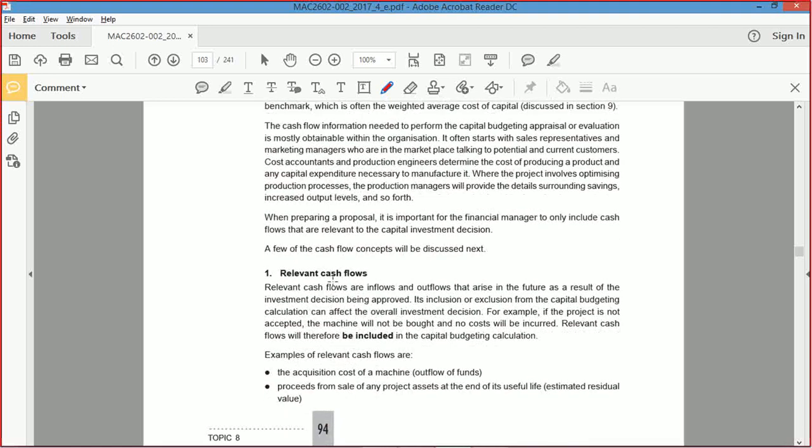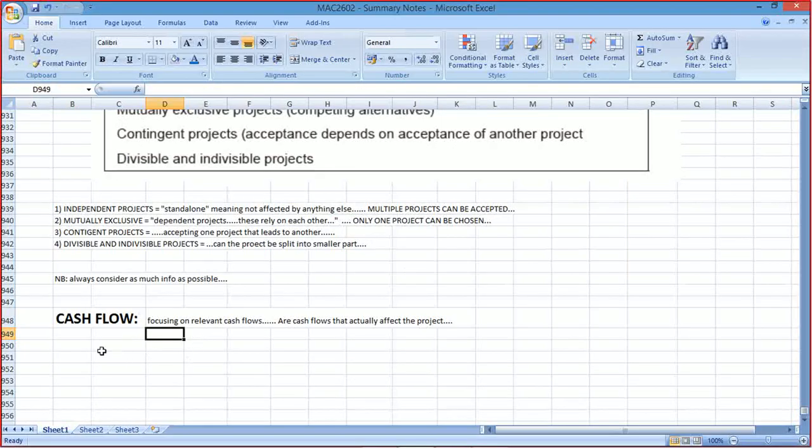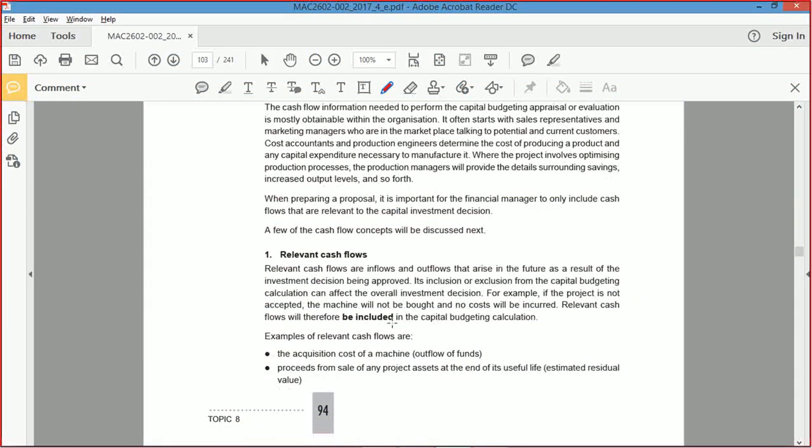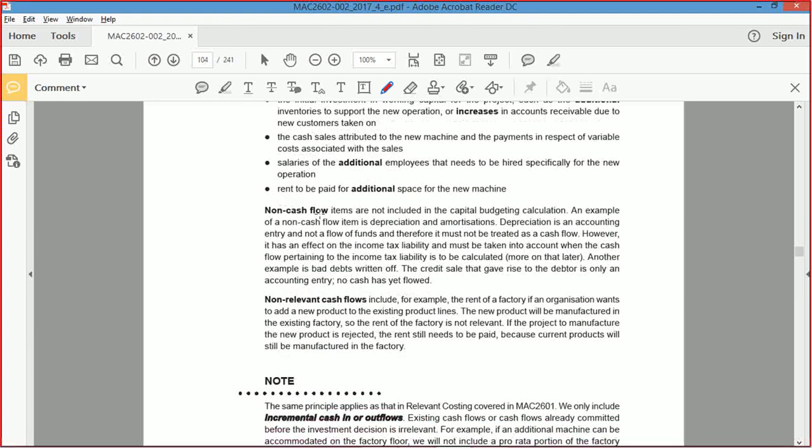Okay, relevant cash flows are cash flows that will affect decision making. Let's just write a note there. Relevant cash flows affect the project, affect decision making. That's what it's focusing on. Decision making. There we go. And that's theory. They talk about non-cash flow and they talk about non-relevant cash flow. Obviously, non-relevant cash flows aren't cash flows we're going to be looking at.